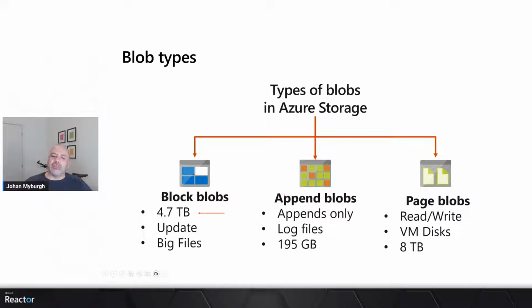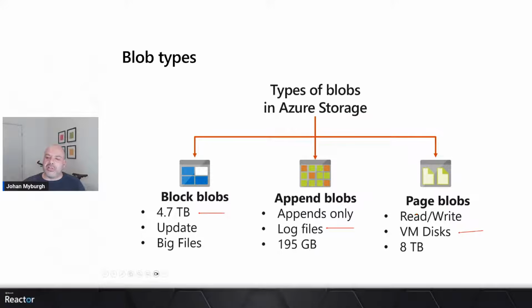We can also store what's known as append blobs, and append blobs are essentially log files. And then we've also got what's known as page blobs, and page blobs generally are virtual machine disks. So when you upload a blob into a storage account, we're essentially specifying this blob is a block blob, this blob is an append blob, this blob is a page blob, right? And you cannot change the blob after the fact.